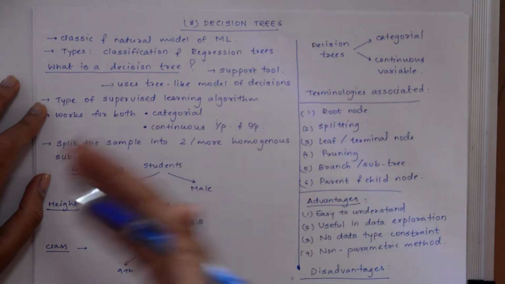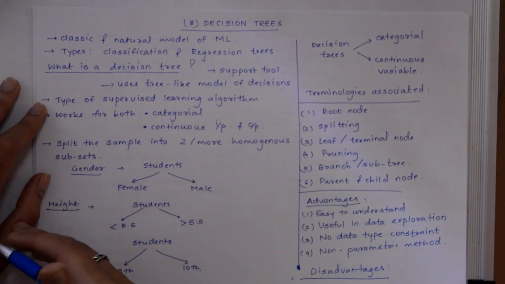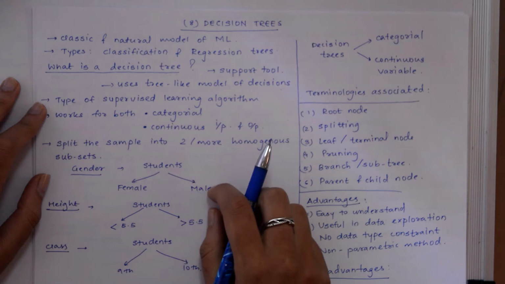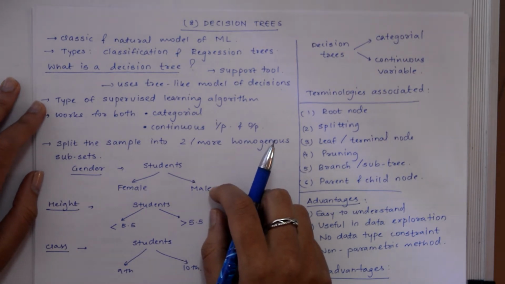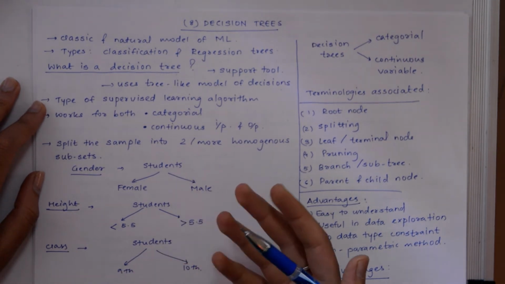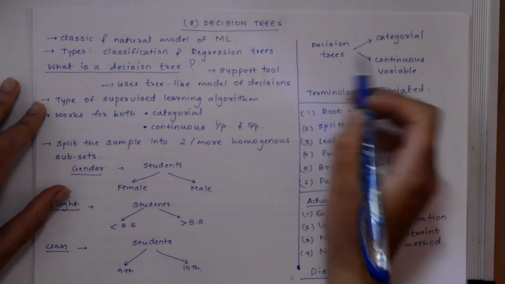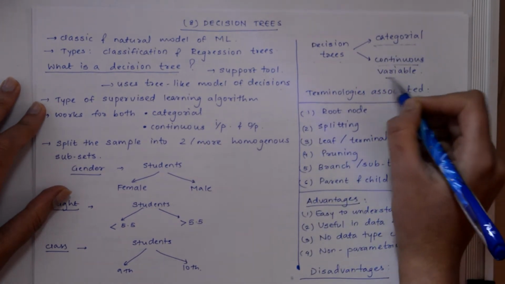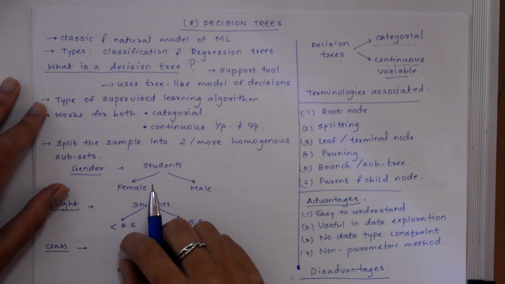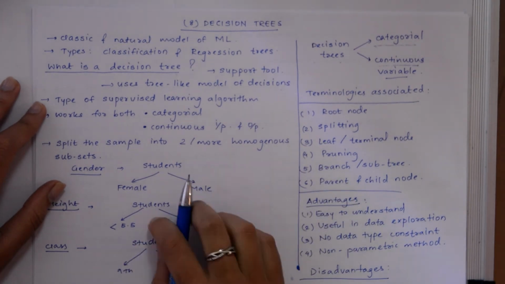Okay, so it is a type of supervised learning algorithm. That is, we have a predefined target variable that is mostly used in classification problems. It works for both categorical as well as continuous input. Decision trees work for both categorical or continuous input variables, we can say, input and output variables.